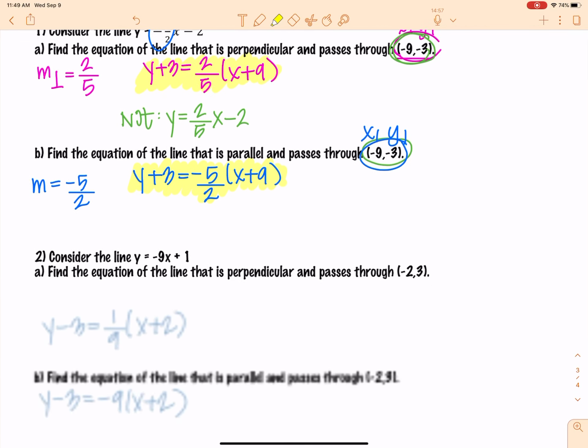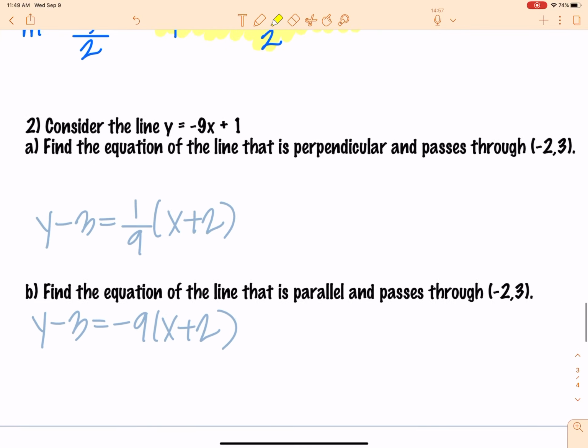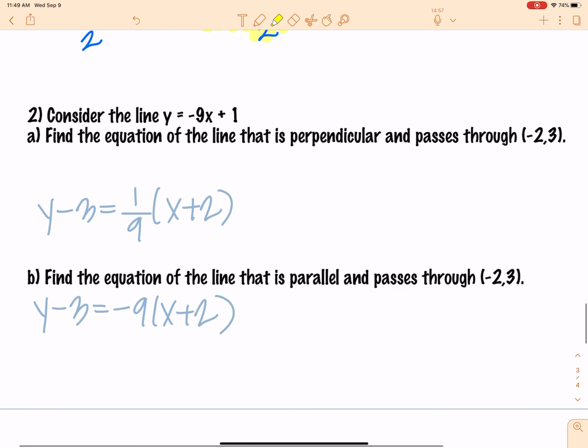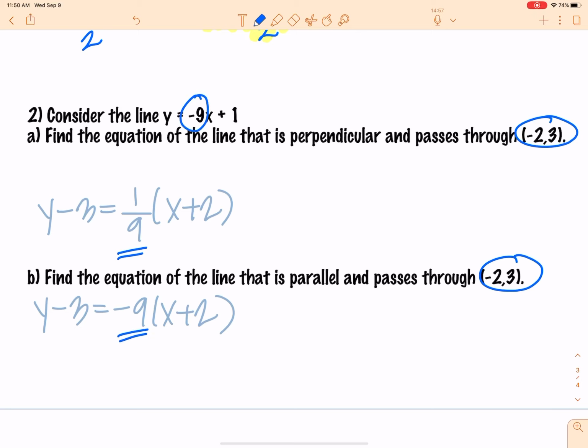All right, your two equations should be here. Again, if you look at them, they both are pretty much the exact same because they both pass through this exact point. And then the only thing that changed was the difference between their slopes based off of something is parallel or perpendicular to this original line.